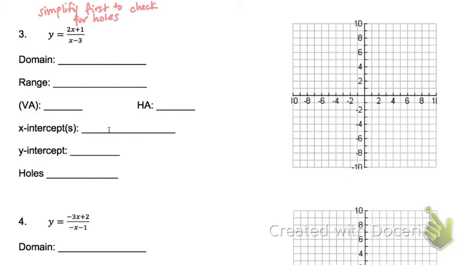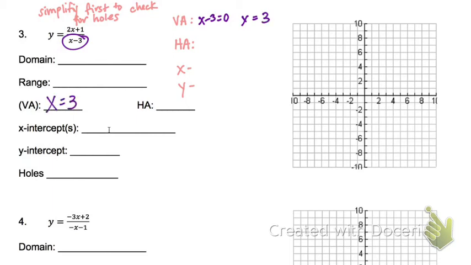So for vertical, I usually put VA, HA, X, and Y out to the side. So I know that those are the 4 things that I'm going to do. For vertical asymptote, I do what? You set the denominator equal to 0, so x minus 3 equals 0, so x equals 3.